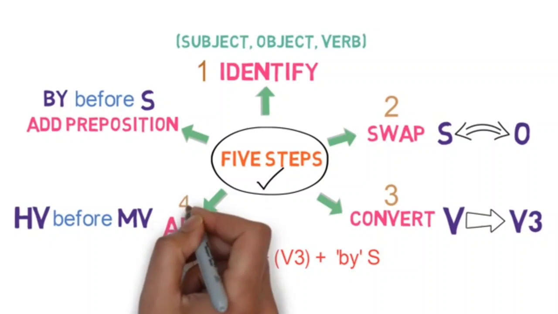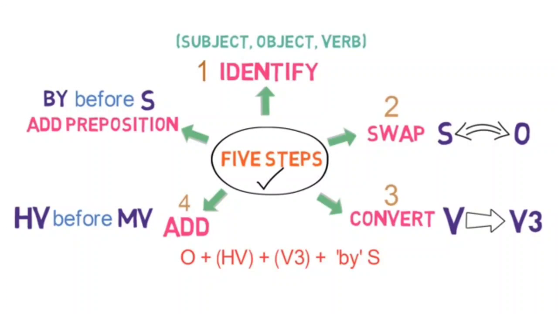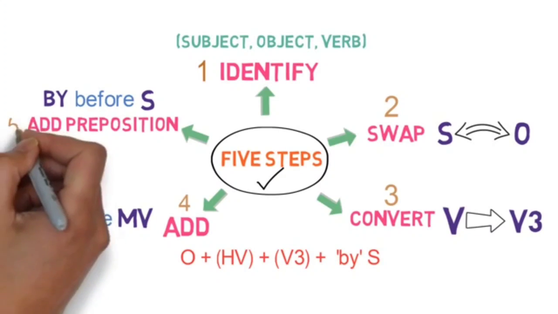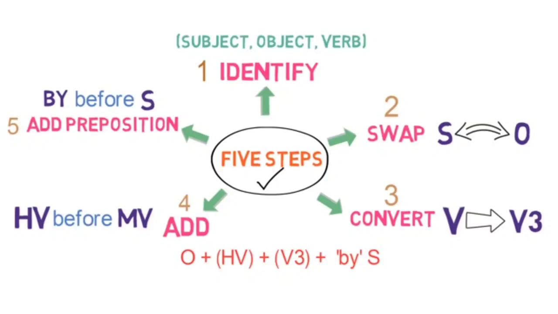Fourth step is to add the helping verb before the main verb according to the tense. And finally, add the preposition by before the subject to make the sentence complete. So, for the active voice, the sentence structure is subject, verb and object straightly. Whereas in passive voice, the sentence structure will be object, helping verb plus verb 3 form, by subject.